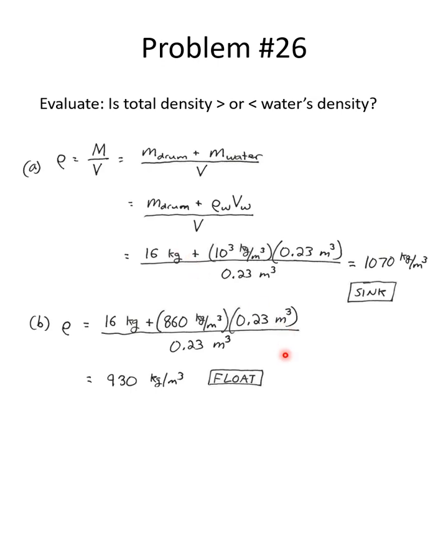Let's go to part B. I'm going to take this equation up here where my marker is and just apply the density of the gasoline instead of water. So we have 16 kilograms plus 860 times 0.23, divided by 0.23 cubic meters, and we get a total density of 930 kilograms per cubic meter. Since that's less than 1,000, less than the density of water, it will float.